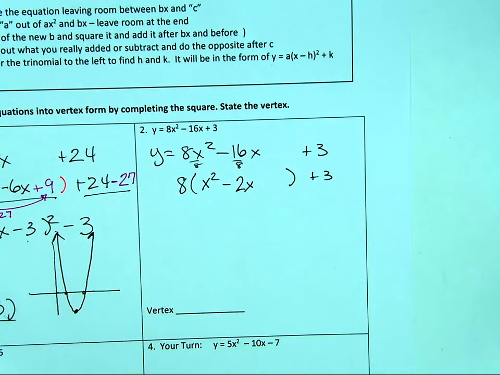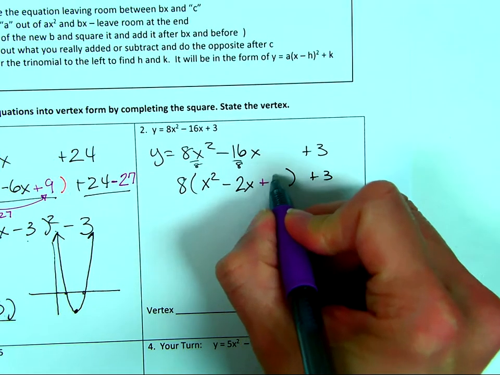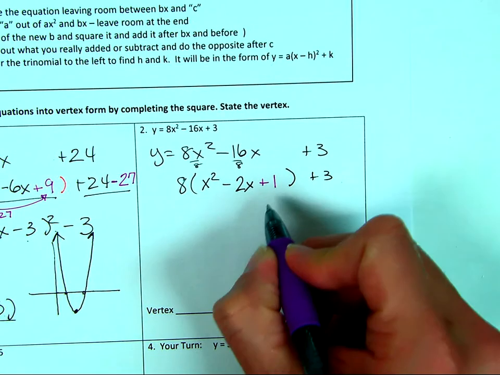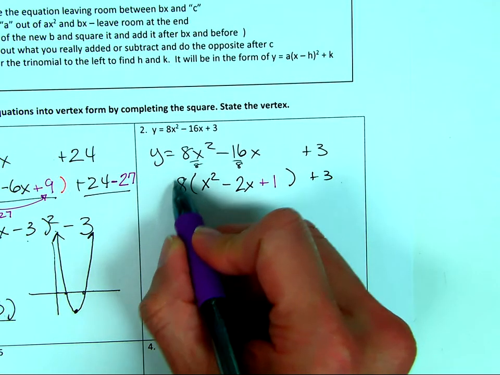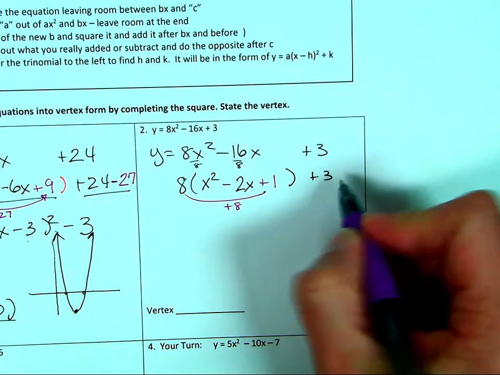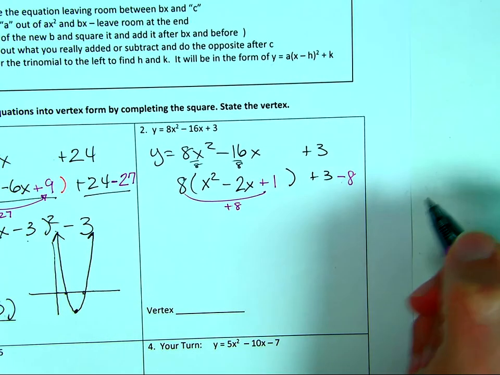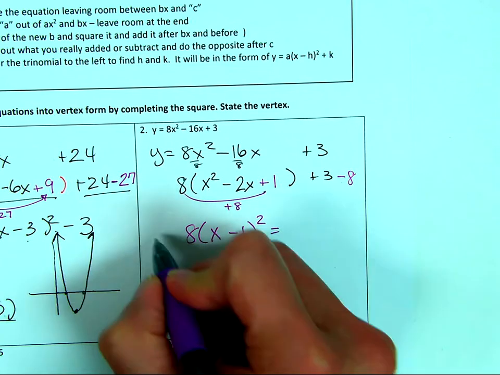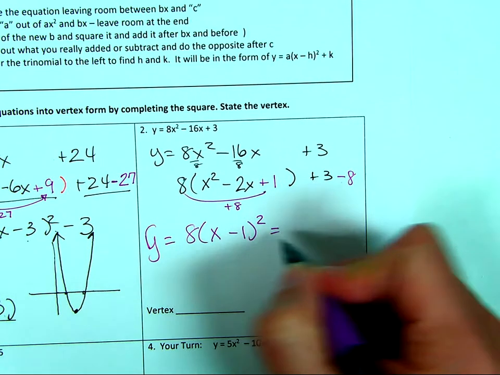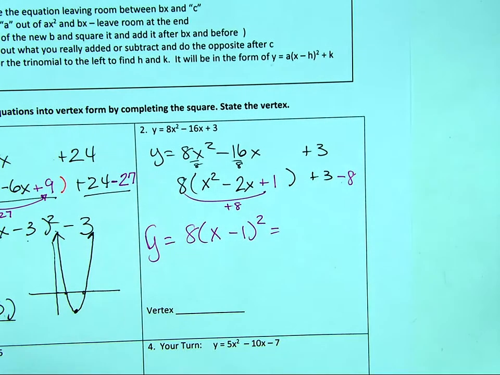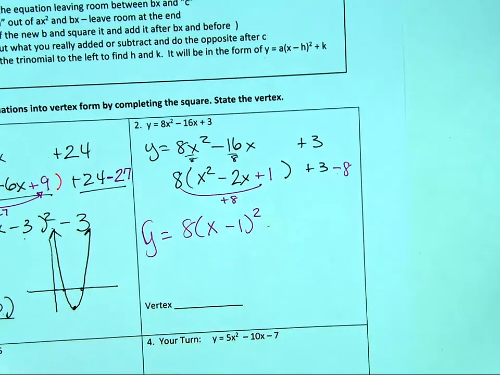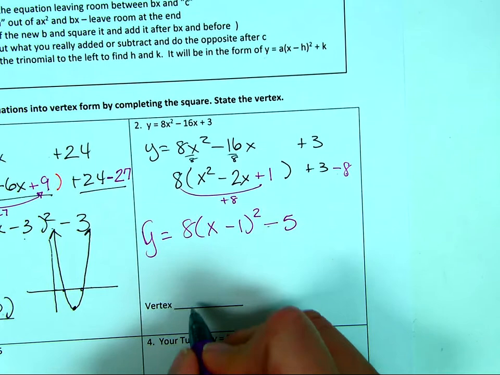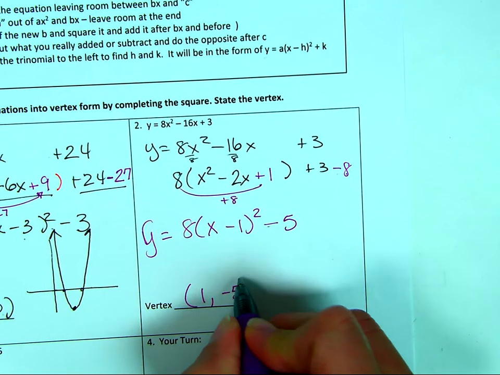Now I'm going to take half of b, which is 1, square it, and I'm going to add it inside the parentheses. But in order to find out what to subtract out here, since I added it here, I've got to multiply by there. So that's a positive 8, so that means I'm going to subtract 8. So I get 8 times x minus 1 squared, and the y equals is over here. This should be minus 5, because 3 minus 8 is 5. So my vertex turns out to be 1, negative 5.